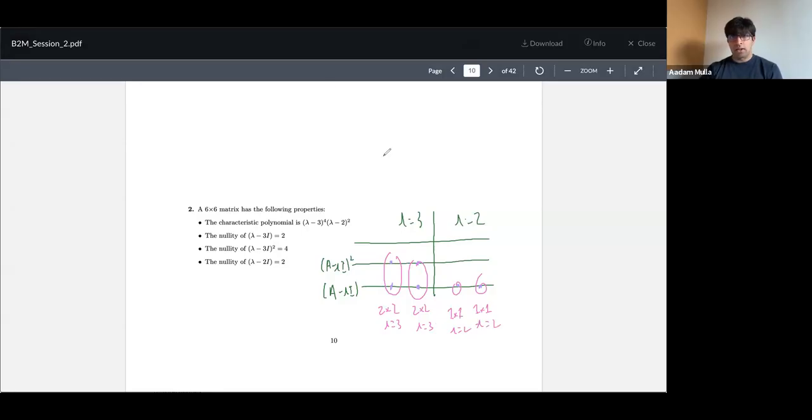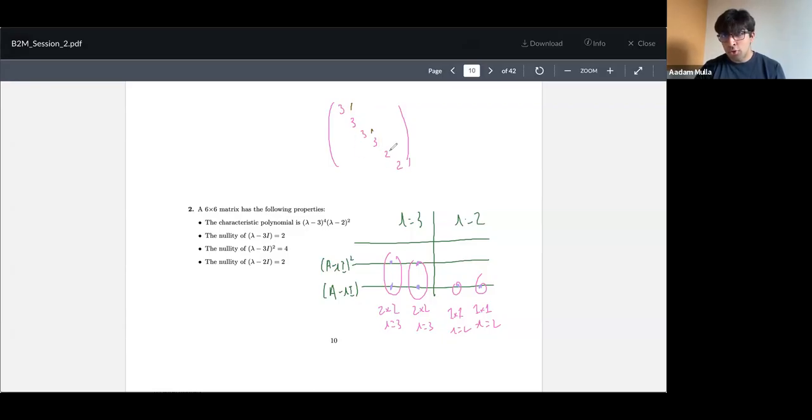Let's draw that, right? It's going to be a 6 by 6 matrix. So 2 by 2 and 2 by 2 with lambda equals 3 means that I'm going to have 4 3s along the diagonal, and then 2 2s. Correct? And then I have 2 2 by 2s. So this is going to be my first 2 by 2 for 3, and this is going to be my second 2 by 2 for 3.